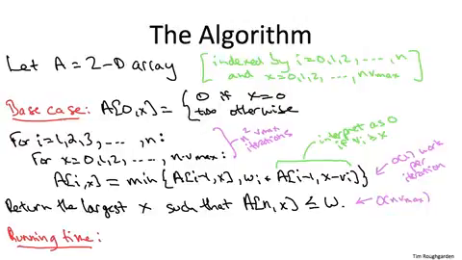So the running time is dominated just by the constant work per subproblem, and so our overall running time is O of n squared times Vmax as promised.